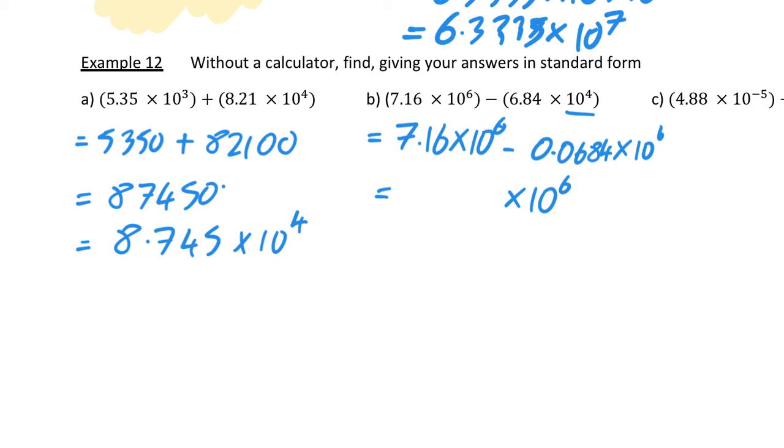I'm just doing that on my calculator. So I'm going to do 7.16 minus 0.0684. Press equals. And what I get is 7.0916 times 10 to the power 6. Just do your final check and check that everything is properly in standard form. Well, I've got my number between 1 and 10 and times 10 to the power of a whole number, so that is absolutely fine.